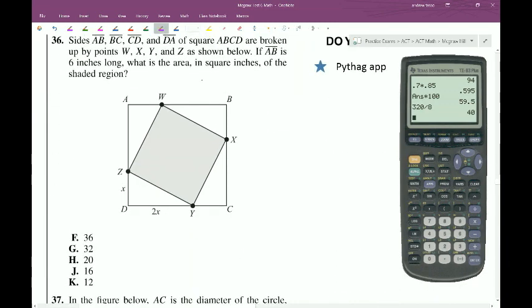Okay, if AB is 6, so that's this. What is the area of the shaded region? Okay. Let's see if they give anything else. So it's a square. Okay.